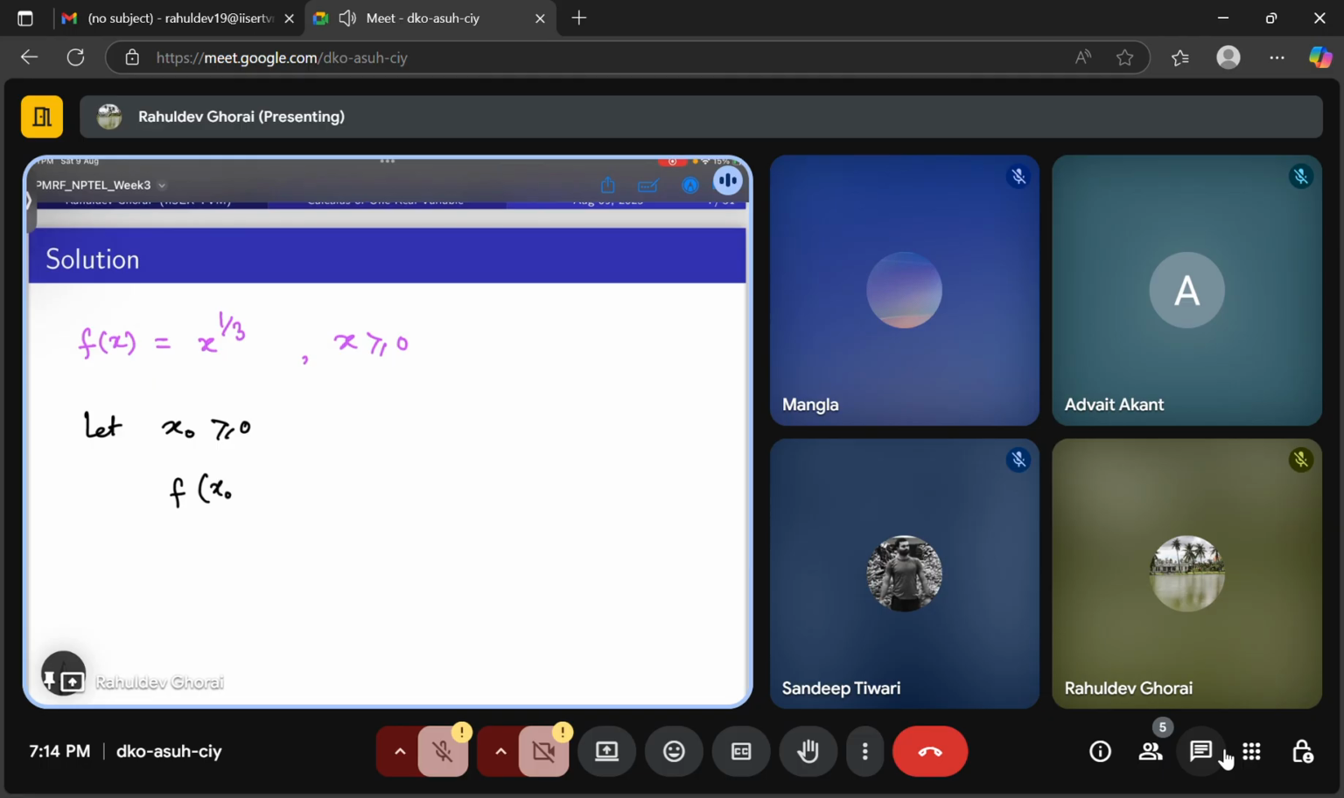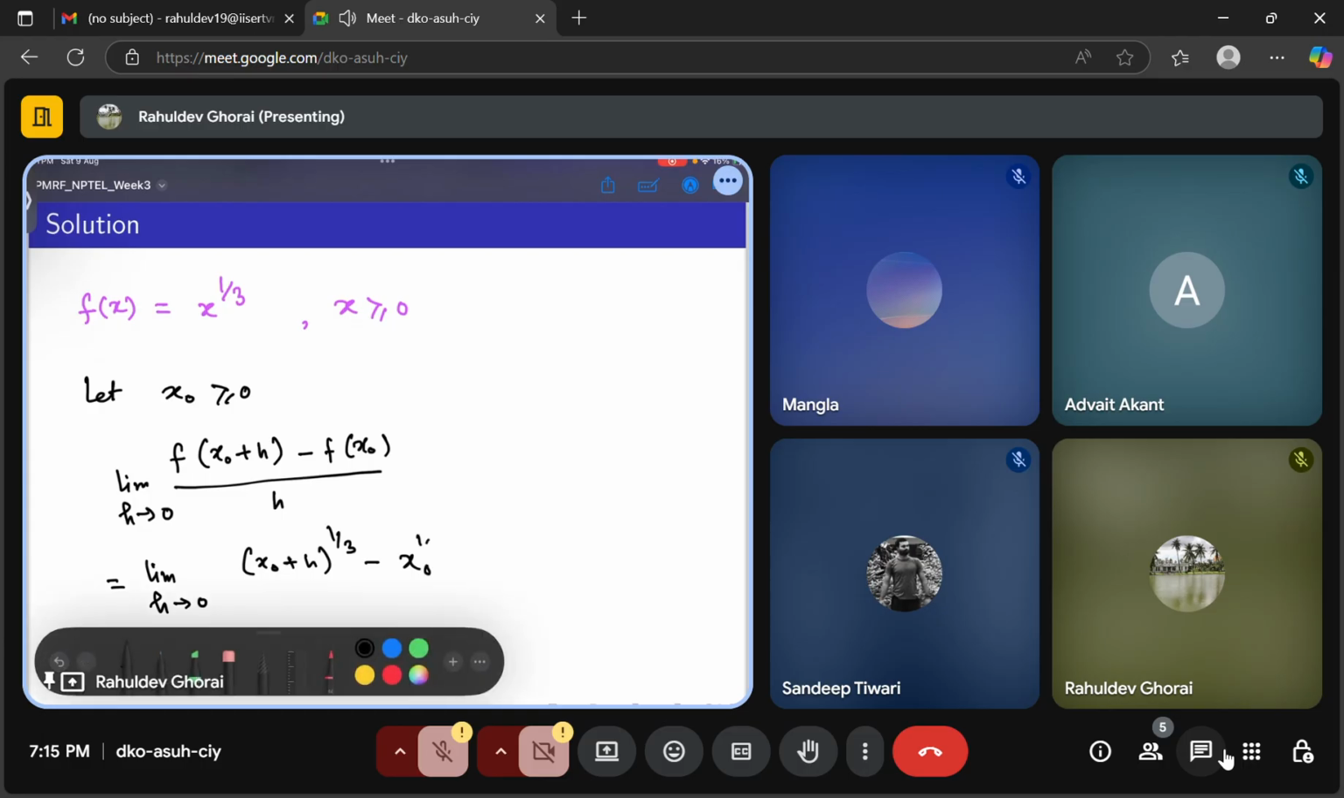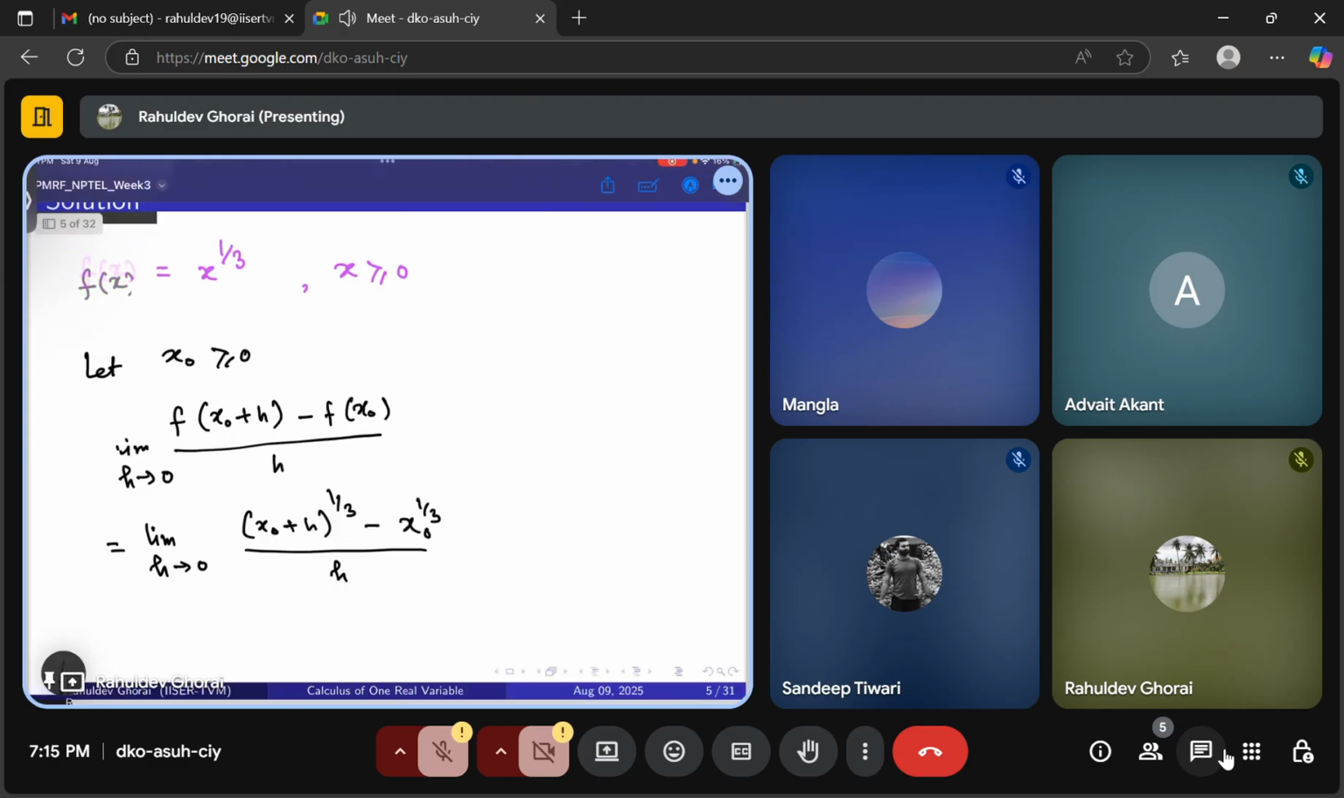So to see whether the function is differentiable or not, we need to find this ratio, and then we take the limit as h tends to 0. If this exists, then we say it is differentiable, right? So f at x naught plus h, what will this be? (x naught plus h) to the power 1 by 3 minus x naught to the power 1 by 3, over h. Now what to do here? Yes. What will you do here?